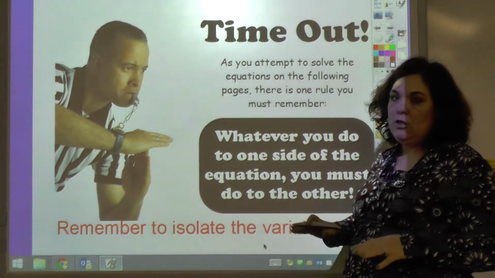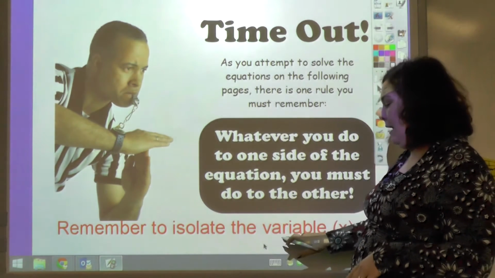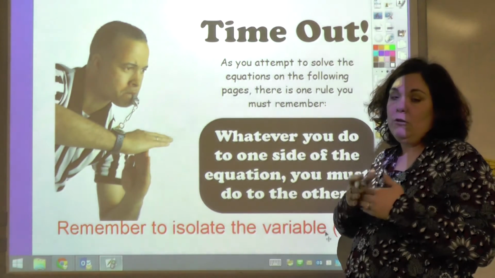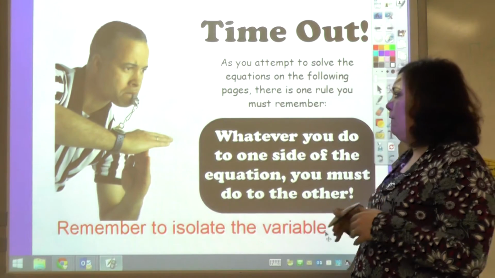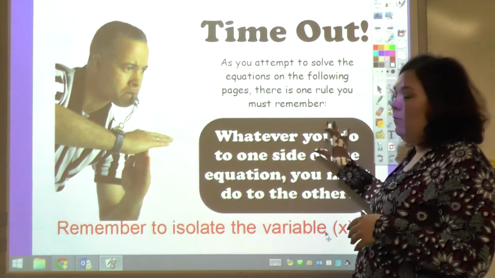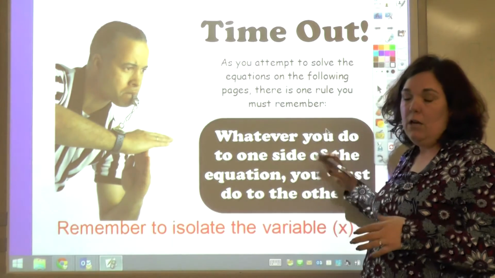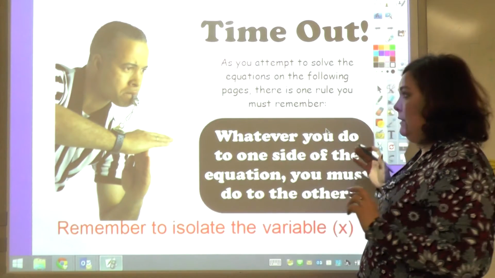Remember, the same as you've done every time before, you have to get the variable x by itself. So that's what your goal is, to get x by itself. And you have to remember to do to one side what you do to the other side. So you have to balance that out. It's got to be equal.